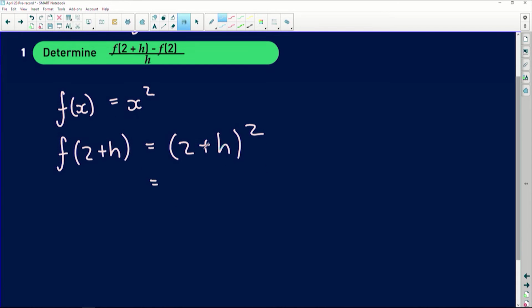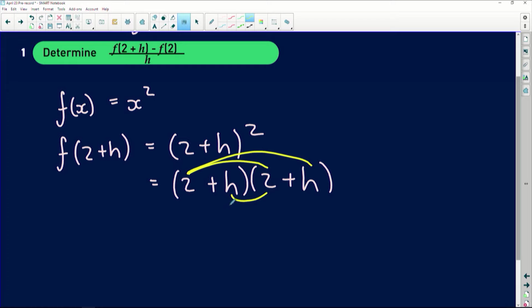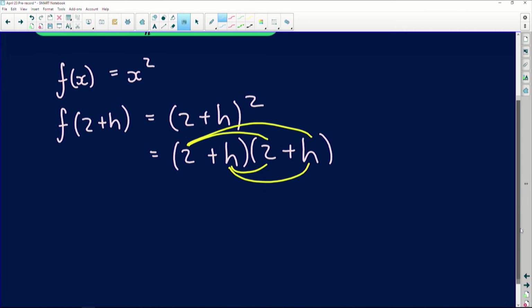I'm then going to multiply this out. So I'm going to have 2 plus h multiplied by 2 plus h. Guys, I like writing down my brackets because then I make sure that I multiply out correctly. And that's very important because you don't want to lose marks in the exam for silly mistakes.